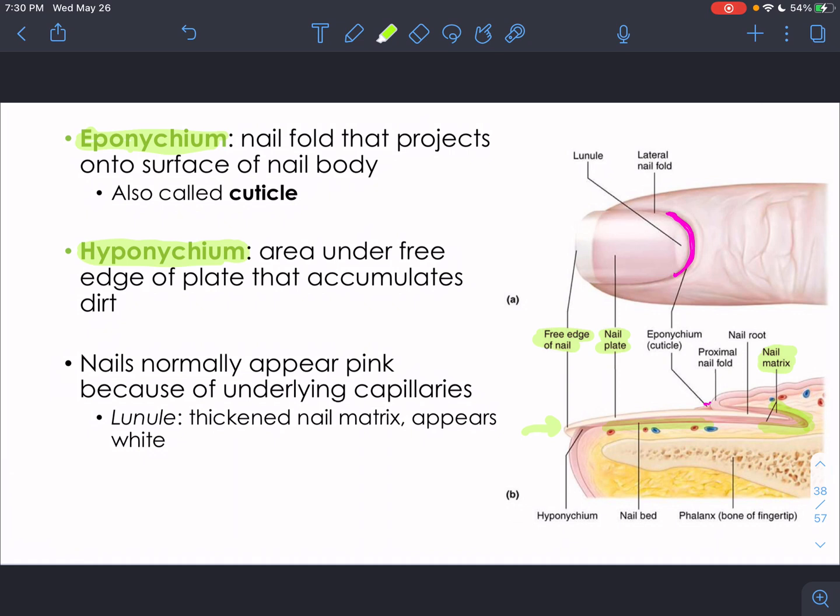Hyponychium is the area under the free edge. So it's another kind of nail fold, but it's a skin fold underneath the free edge, where you're going to get like dirt or something stuck under your nail. And nails normally appear pink because of underlying capillaries. So again, the hemoglobin in our blood is the pigment that you're going to see through the nail.